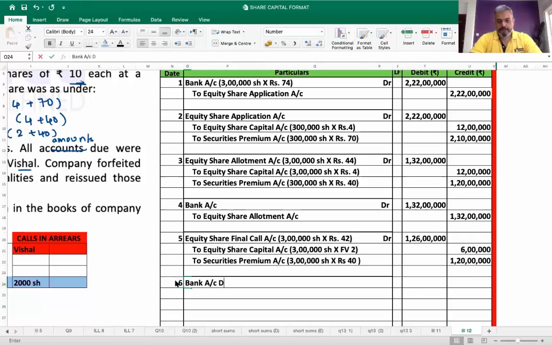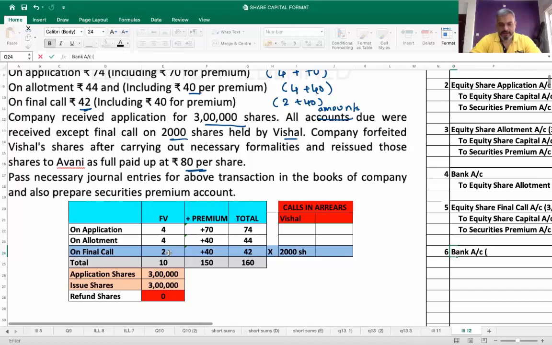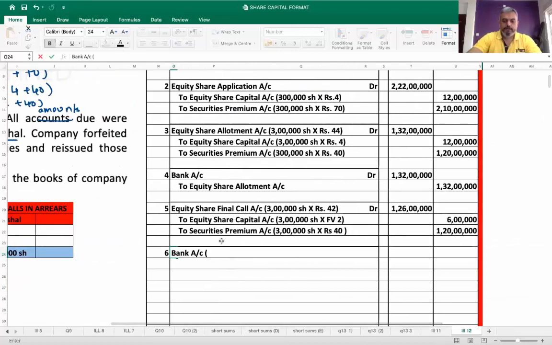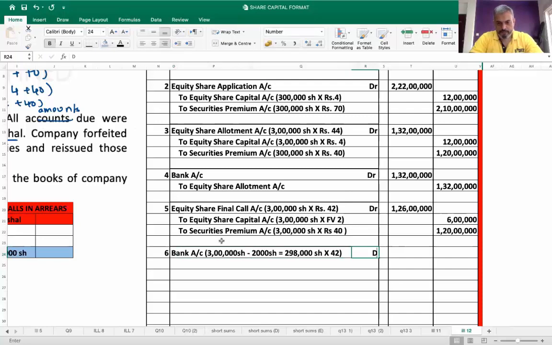Bank account. Now over here, on final call 2 plus 40, 42, but we did not receive 42 rupees per share on 2000 shares held by Vishal. So 3 lakh shares minus 2000 shares is equal to 2,98,000 shares into 42, debit, which is 298.